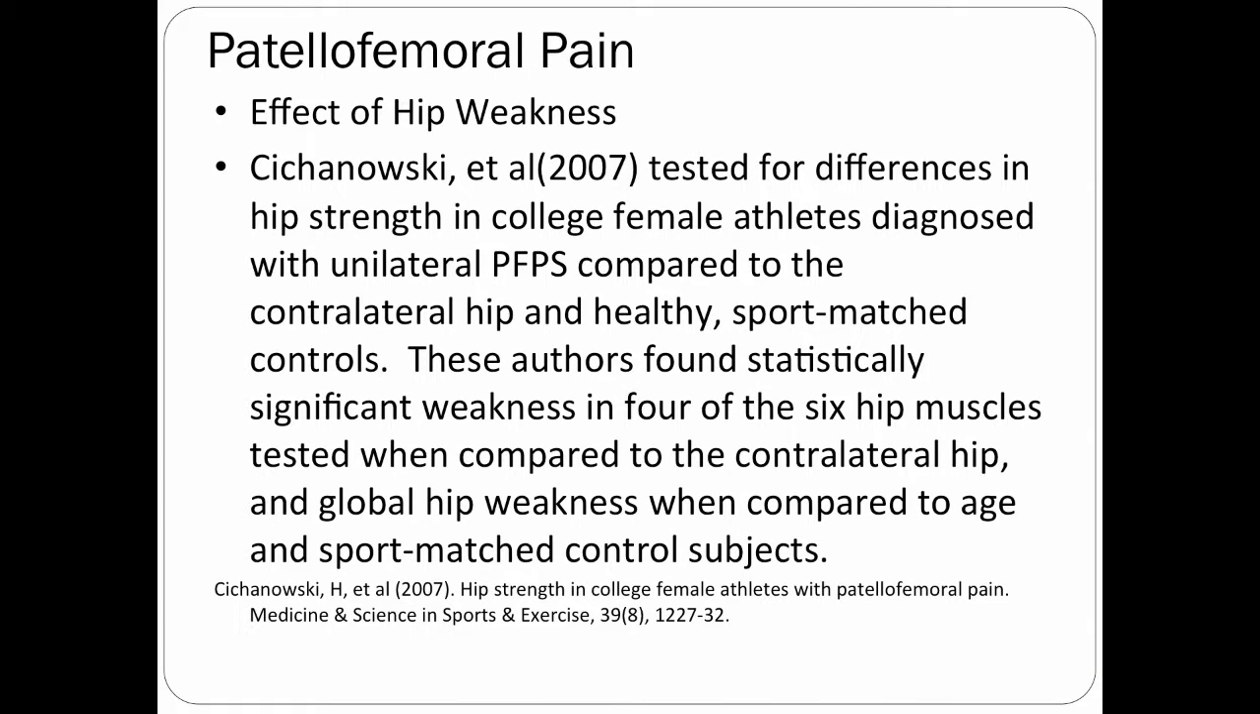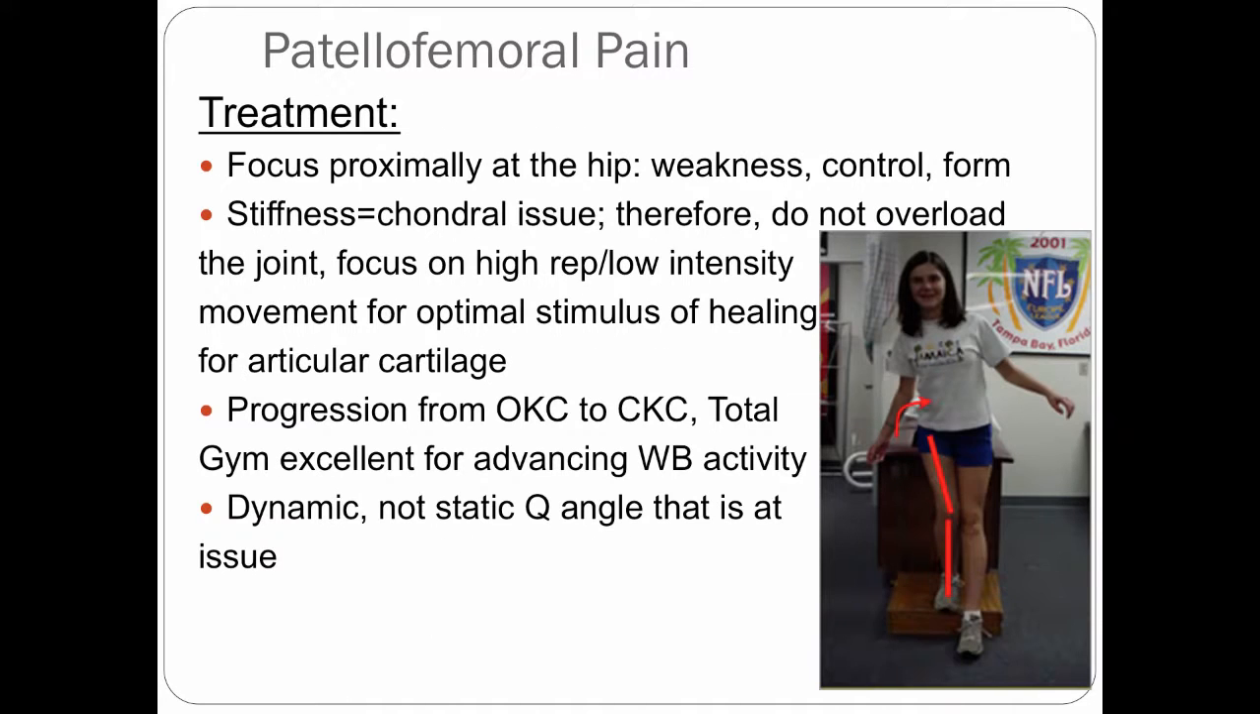The effects of hip weakness on patellofemoral pain, that's probably Sinikowski, I'm guessing, and his buddies in 2007. They tested for differences in hip strength in collegiate female athletes diagnosed with unilateral patellofemoral pain. They compared that to the contralateral hip and to healthy sport-matched controls. The authors found statistically significant weakness in 4 of the 6 hip muscles tested when compared to the contralateral limb, and global hip weakness compared to age and sport-matched control subjects. So our treatment is to focus proximally at the hip: weakness, control, and form.